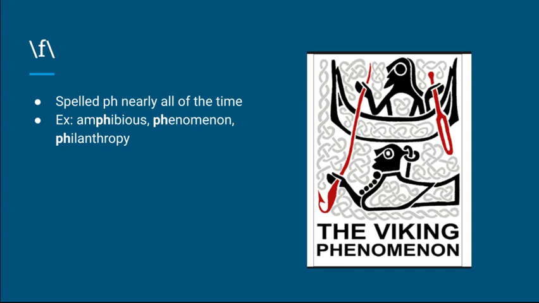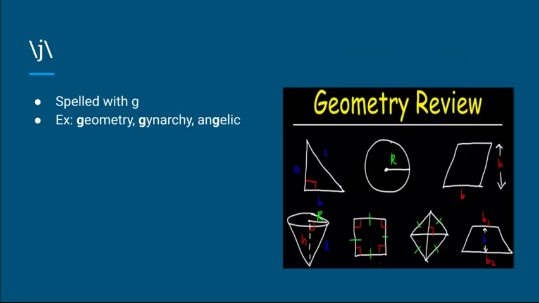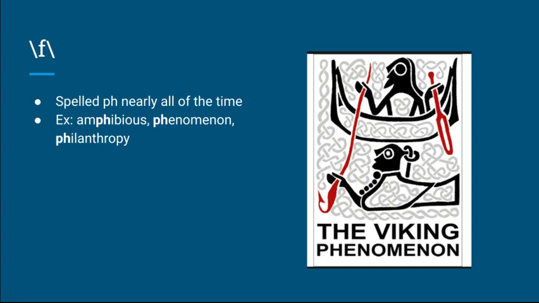Next, we have the F sound. This is one of the more common language rules that you'll hear based on Greek. The F sound is spelled with a PH all the time in Greek. So that's something to keep in mind. Anytime you hear the F sound and the word is Greek, it's going to be spelled PH. There's next to no exception to that rule. For example, the words amphibious, phenomenon, and philanthropy.